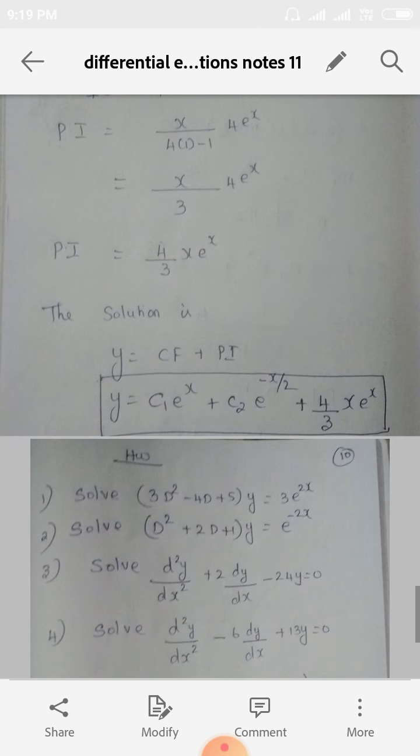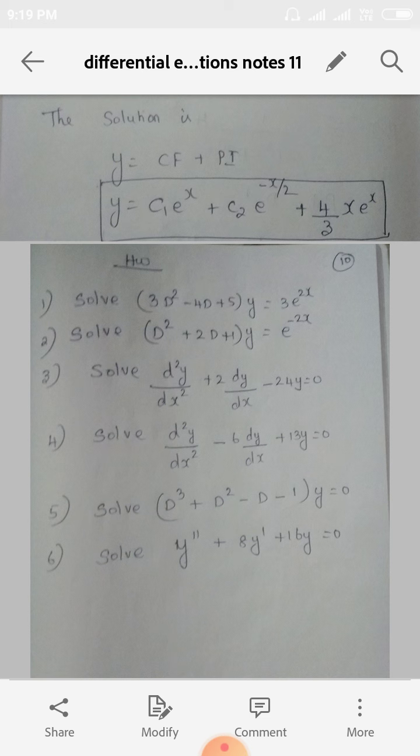Now write the solution. What is the solution? Complementary function plus particular integral. So we get y is equal to c1 e power x plus c2 e power minus x by 2 plus 4 by 3 x e power x. Okay, see, girls, some problems are given. I gave 6 problems. Just do all the problems. The first 2 problems are of the particular integral type and the remaining 4 problems only ask you to find the complementary function.